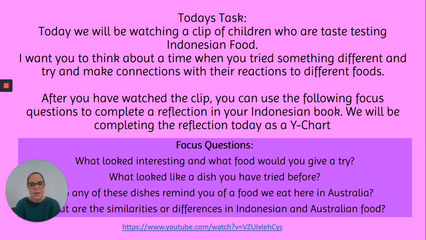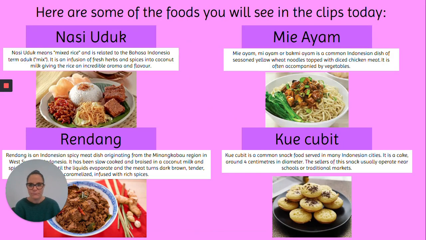Today we will be completing our reflection as a Y chart, and I will show you an example in a minute. The focus questions today are, what looked interesting and what food would you give a try? What looked like a dish that you've tried before? Are any of these dishes reminiscent or do they remind you of food we eat here in Australia? And are there any similarities or differences between the Indonesian and Australian food? So today you are going to be seeing 4 dishes, and these are the 4 dishes. They are nasi uduk, rendang, mie ayam, and kue kubit.